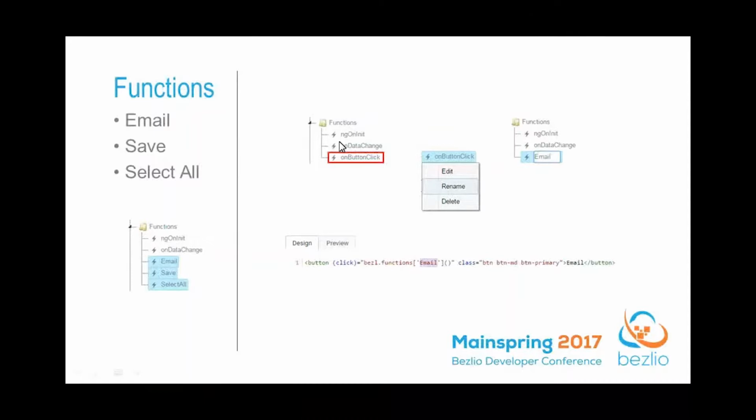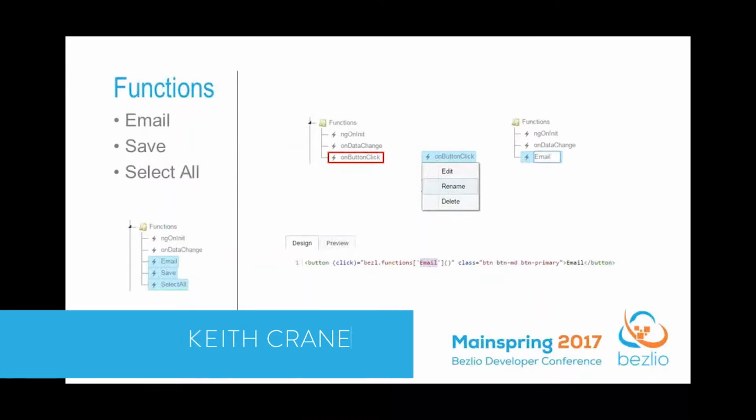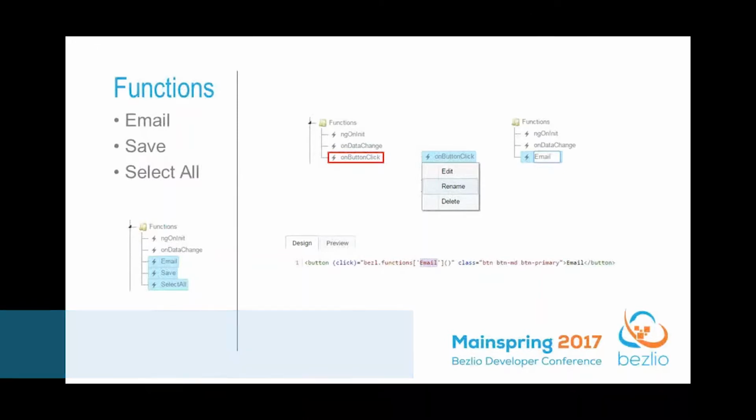Now, if you look at the function section in your design view, you may already see an on button click, which was created by default when we simply clicked and dragged our button. Being that we're going to have more than one function, it may be advantageous. Now, unlike our data subscription, we only had one, so we could use the default there. Here, it may be worthwhile to do a rename. All you have to do, again, is right-click, select rename, and we're going to change it from on button click to email.